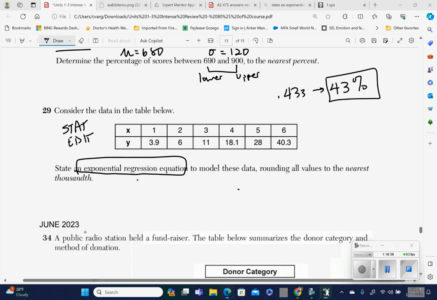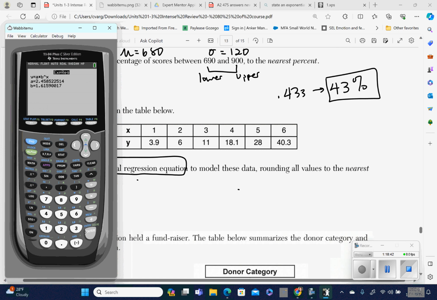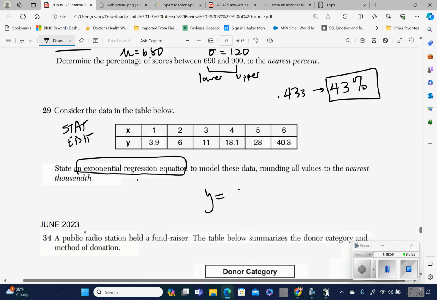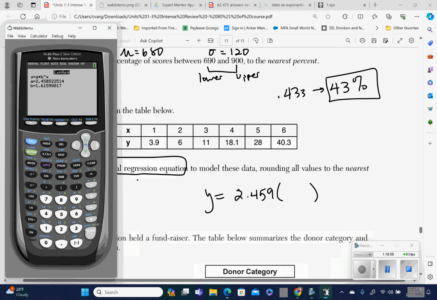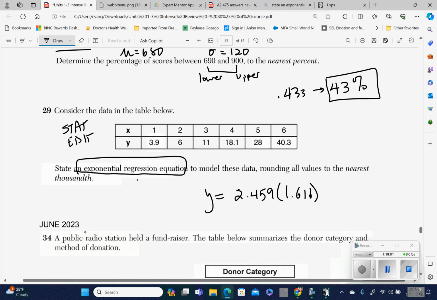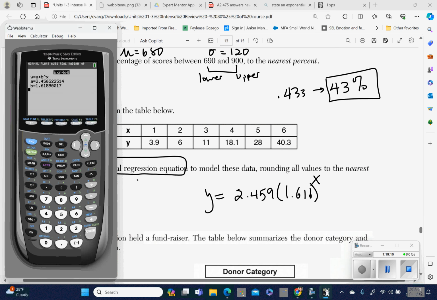And it says rounded to the nearest thousandths place. So we have 2.459, looks like. So y equals 2.459. That's our A. Our B is going to be 1.616. And it's to the right, to our x power right here. So that is going to be our function. And we have rounded all our values to the nearest thousandths. Okay, good.